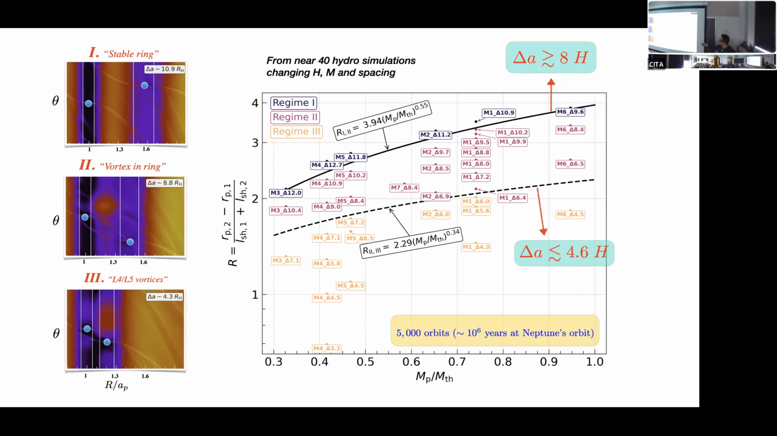But in reality, the dependence is fairly weak if you do the math. And as a rough value, if the spacing between the planets is above, say, 8 pressure scale heights, you don't have any vortex. If it is below, you could be in either of these two regimes, with a break at 4.6 pressure scale heights.